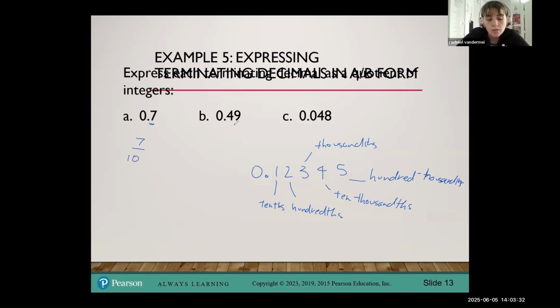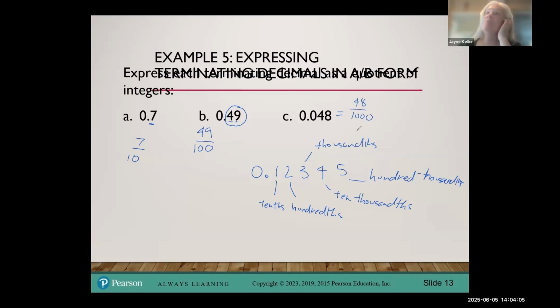Like if that has a hundredth place, it'd be like 49 over 100. Exactly. So I can always write a decimal with the digits as the numerator, and then the denominator is just a 1 with that number of zeros. So this one would be 1,000. So it'd be 48 over 1,000, right?